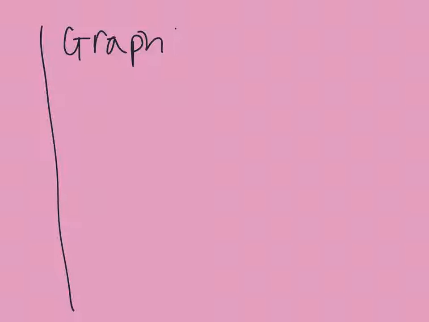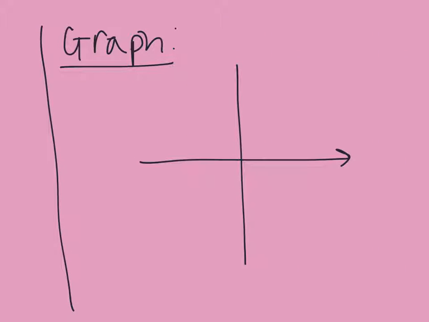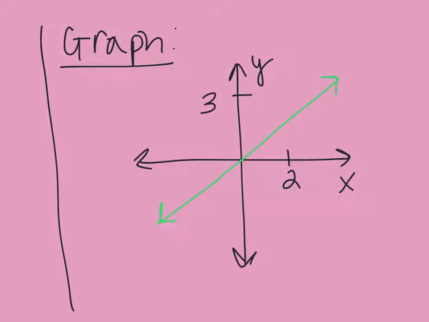All right, in the graph, let's draw a graph first. There's my coordinate plane, x, y. So my graph is going to do this. Okay, so let's say this is 2 and this is 3. So this will be -3 and that'll be -2.